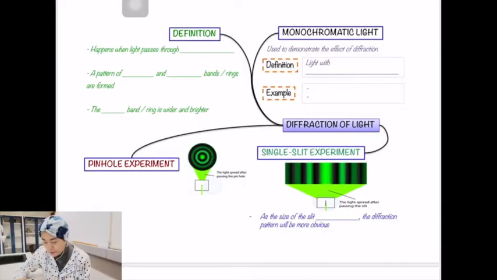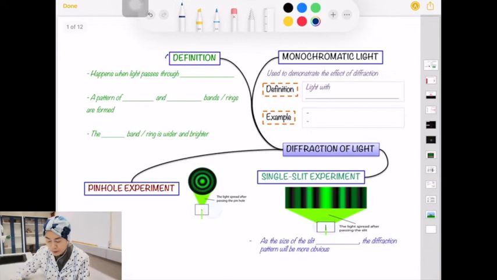We're going to be looking at diffraction of light and diffraction of sound for today's video. This is basically all you need to know about diffraction of light. First is the cause, why diffraction of light happens. Second, you need to know the definition for monochromatic light, because the effect of diffraction will be more obvious if you use a monochromatic light. And then you need to know about two experiments, which are the pinhole experiment and the single slit experiment.